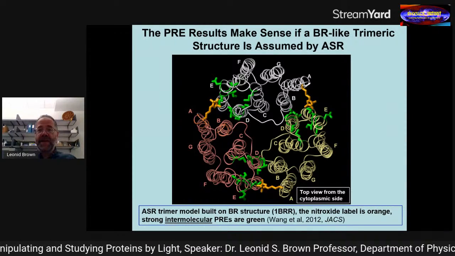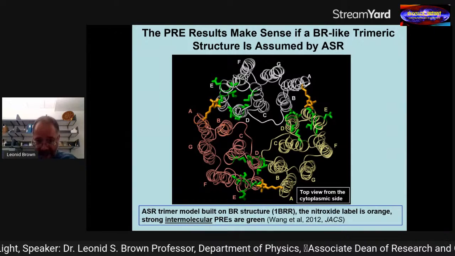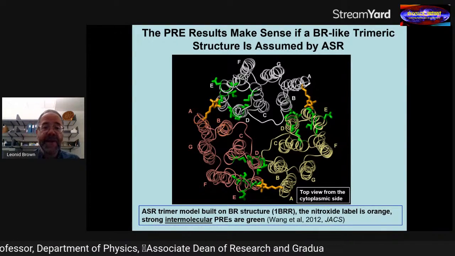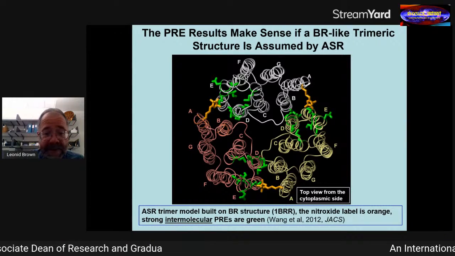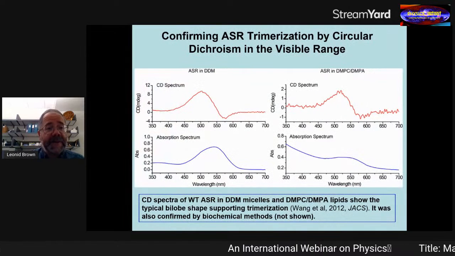So this was a very exciting moment. We realized, oh, we now can actually explain everything if we assume that it is a trimer. So complex of 3 proteins. So we assumed that, and then we verified it, of course, by other spectroscopic techniques.